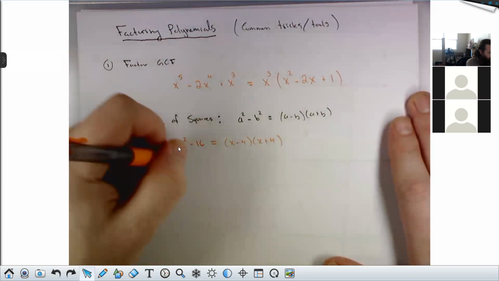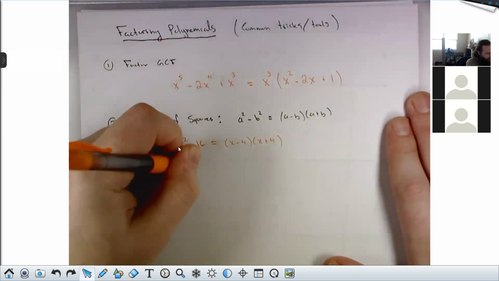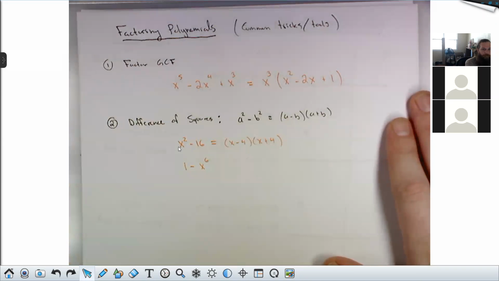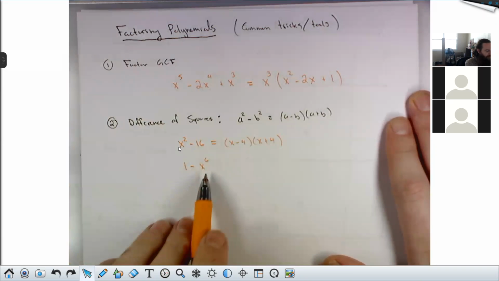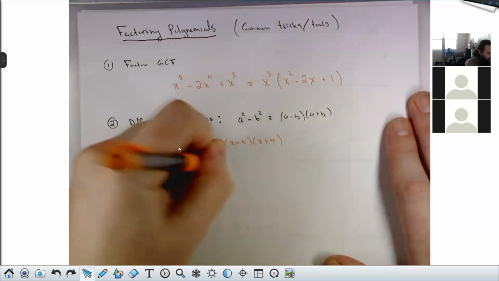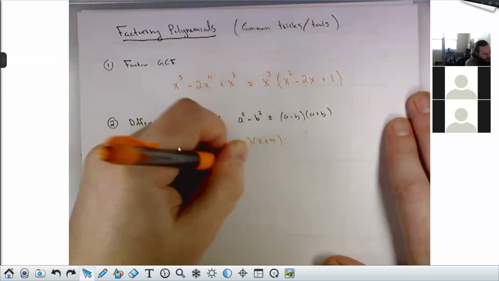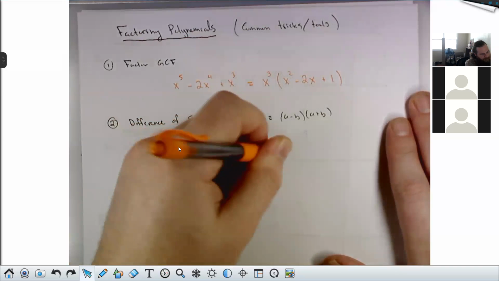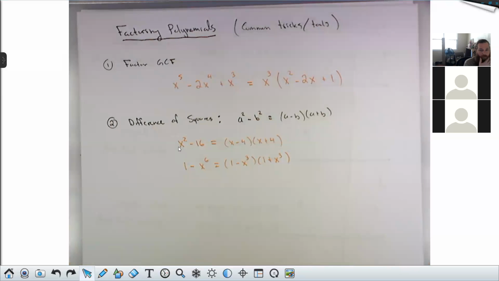Or if you had something like 1 minus x to the 6, this is not as obviously a difference of squares, but x to the 6 is x cubed squared. So this is the same as 1 minus x cubed times 1 plus x cubed. And you can get pretty creative with this difference of squares stuff. So this is a very useful trick.